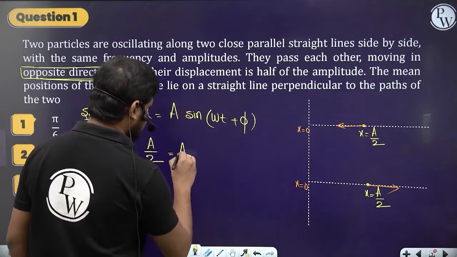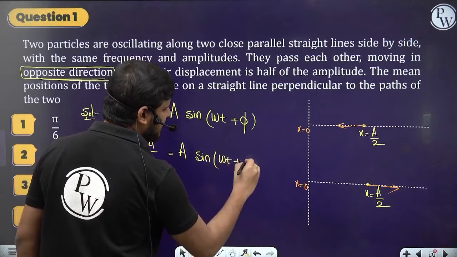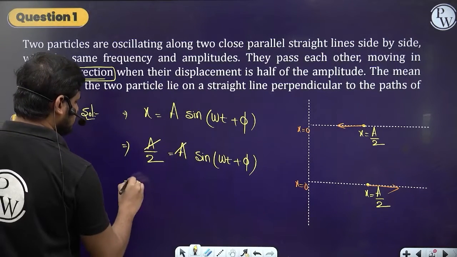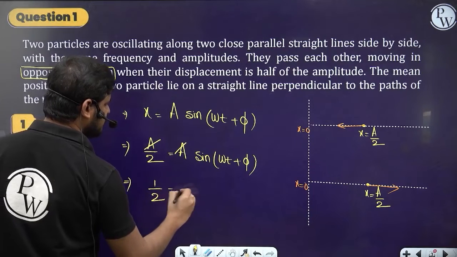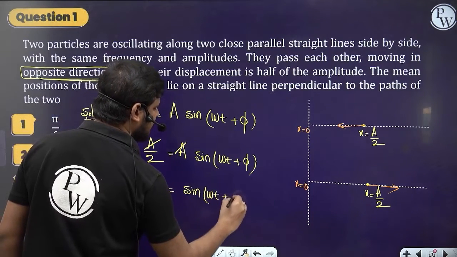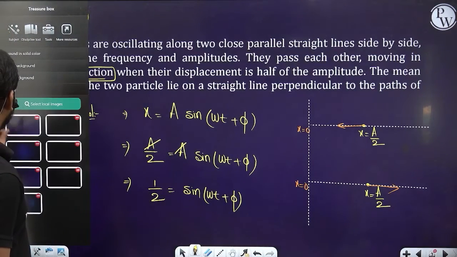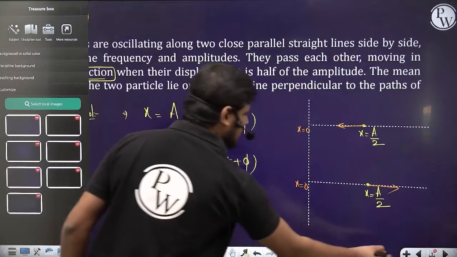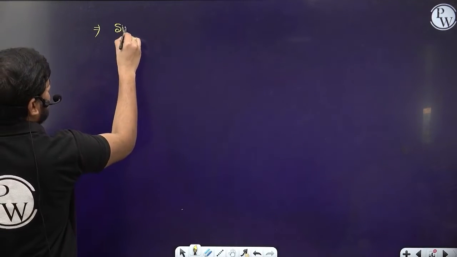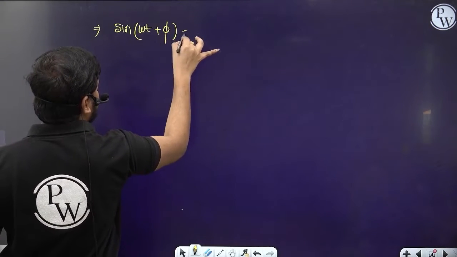So a times sine of omega t plus phi equals a by 2. Here a gets cancelled, so we get 1 by 2 equals sine of omega t plus phi. Now understand this carefully. We got sine of omega t plus phi equals 1 by 2.